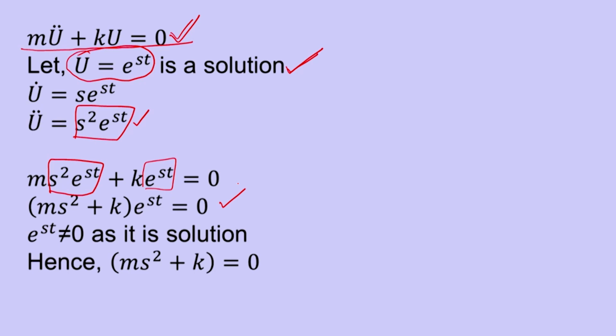From this equation we can clearly see that for it to become 0, either the first term should be 0 or the second term should be 0, mathematically speaking. The second term is nothing but the assumed solution, so we cannot make this second term 0. If it is 0, that will become a trivial solution. For a non-trivial solution, e to the power of st, which is the assumed displacement response, cannot be 0.